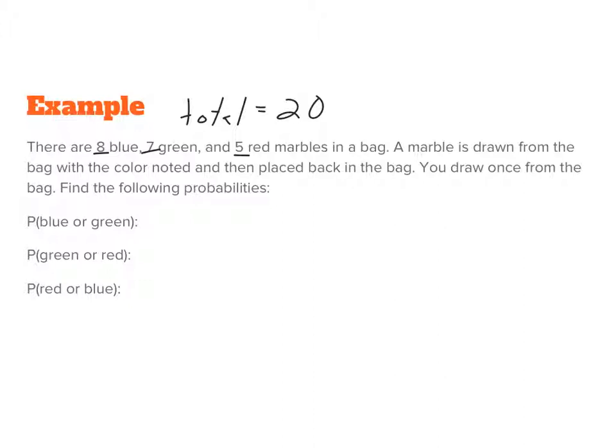Okay? So if we want the probability of a blue or a green, now for this one, we don't want to simplify the probabilities before we add them together. And you'll see why when we do this. So if we want the probability of blue or green, we take the probability of blue plus the probability of green. So now, probability of blue, there are 8 blue out of a total of 20 marbles. For green, there are 7 out of a total of 20, and we're going to add them together.